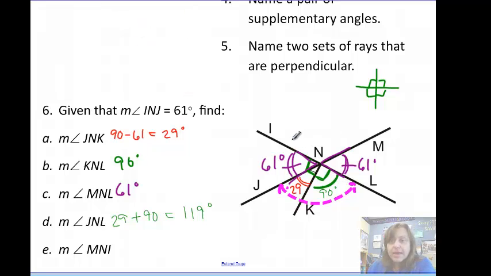And finally, angle MNI. Angle MNI goes here. You'll see I'm doing these with the same markings because, again, this is another example of vertical angles being congruent. These two angles, the one we just found, as well as angle INM, are vertical angles. So they are the same, and this would be the same answer that we got just a minute ago, 119 degrees there.